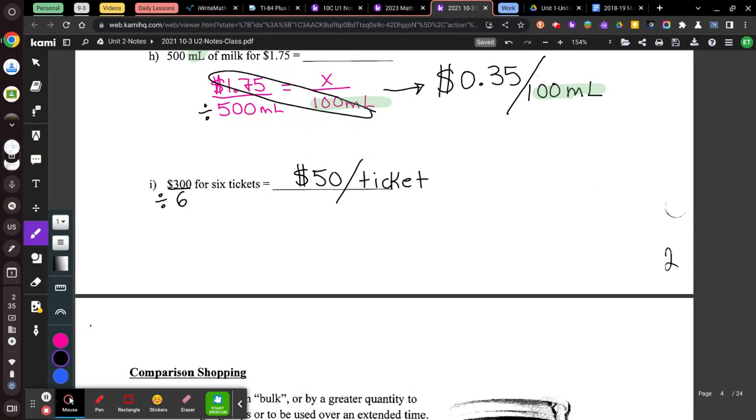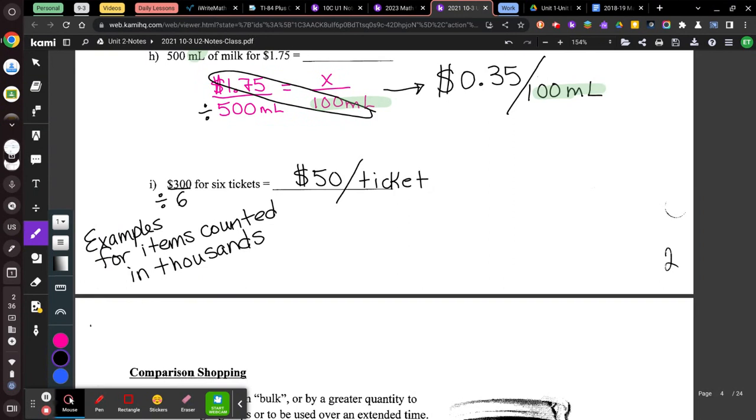Last example. We're going to do an example for items counted in thousands. So you're at the hardware store and you need to buy a bucket of nails, and you're going to buy 9,000 nails. And you want to find out how much it costs per nail. We don't do that per nail. What we would do if it's in the thousands, just like these guys, we would do per 100. If it's in the thousands, we do per 1,000.